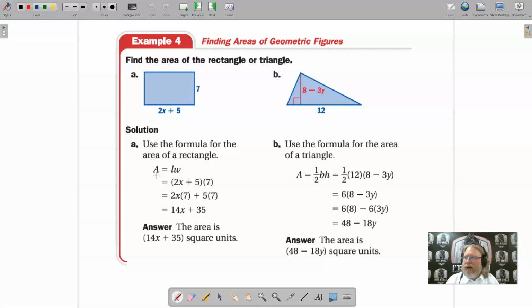Well, the formula for the area of a rectangle is length times width. So we're going to take this length here, and we put it right here, and then we will need to multiply it times the width, which is 7. So now we're going to distribute that 7 into the 2x. We get right there. Distribute the 7 to the 5. We get right there. 2 times 7 is 14. The x goes along for the ride. And 5 times 7 is 35. So we could simplify this area of a rectangle down to 14x plus 35. So the area is 14x plus 35 square units.